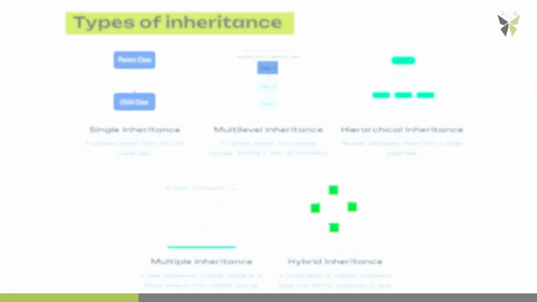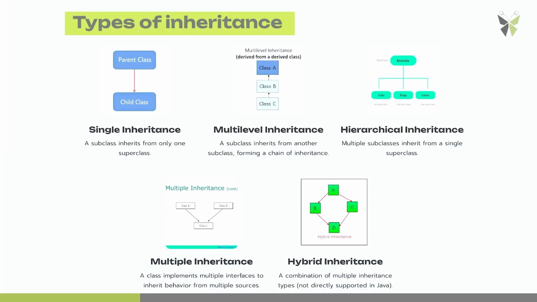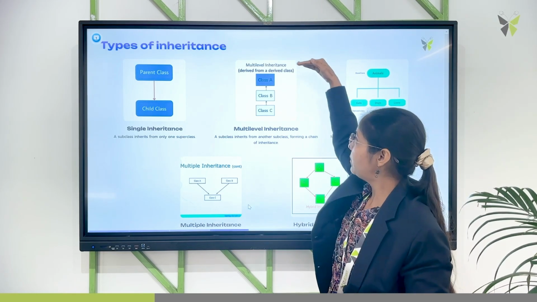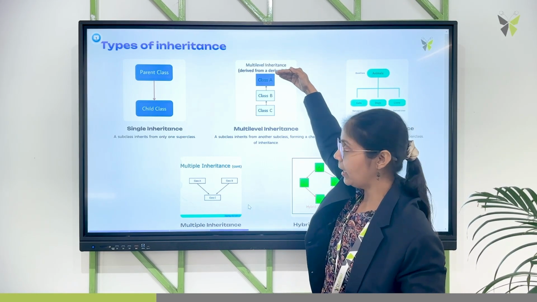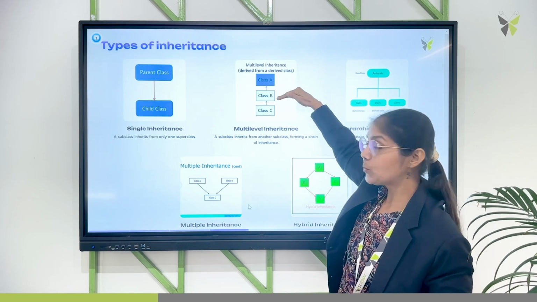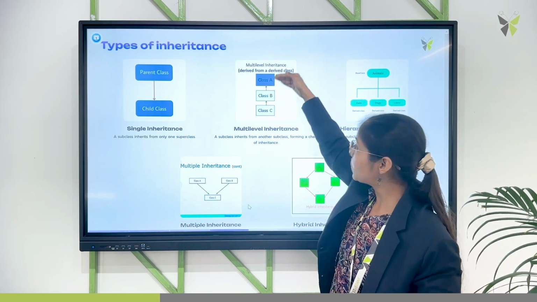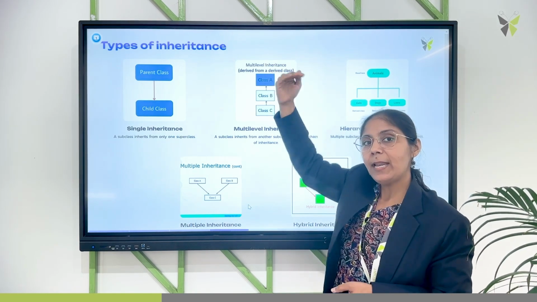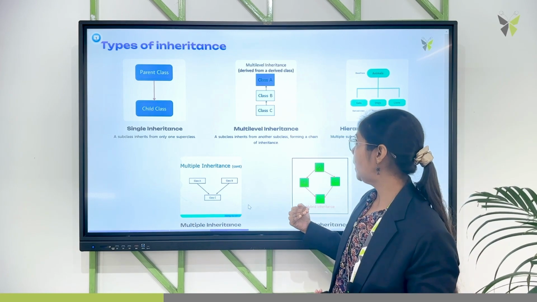Let's talk about the different types of inheritance we have. We have single inheritance, wherein we have only one parent class, and from there only one child class is getting created. So a subclass inherits from only one superclass. Multi-level inheritance: as you can see in the diagram, we have a parent class A. From there, class B is inherited, and from class B, class C is inherited. So the level of inheritance is increasing here.